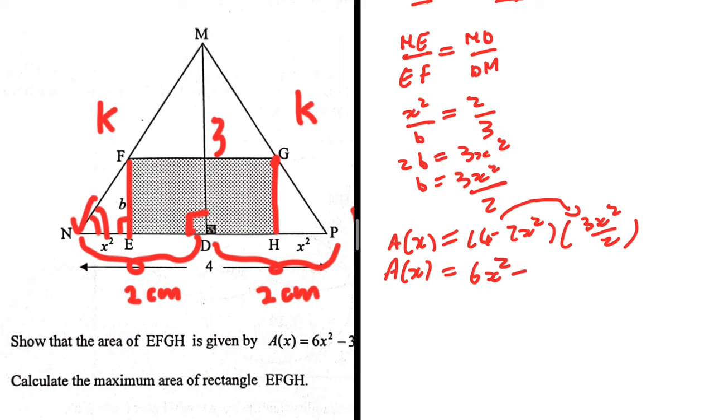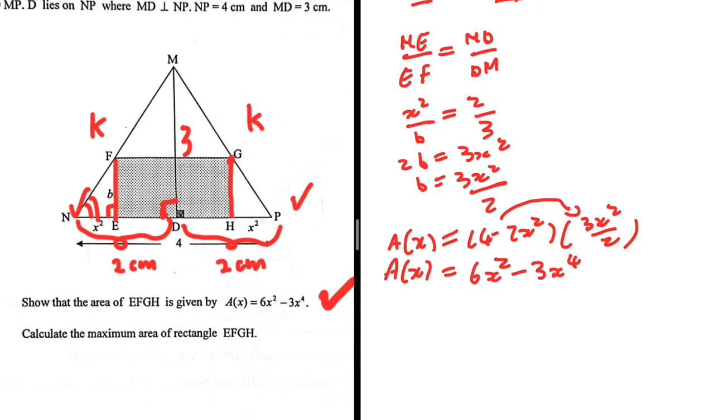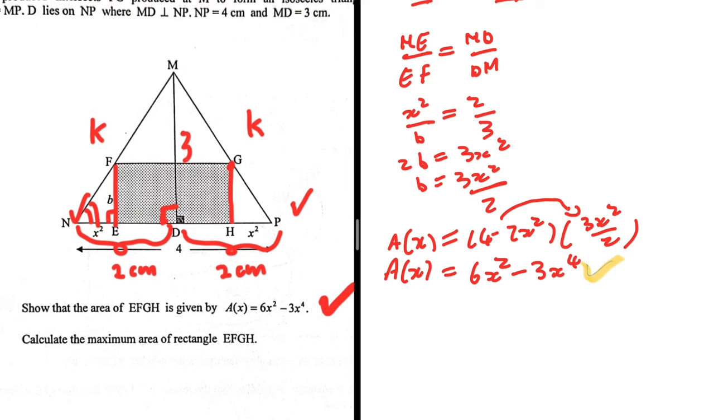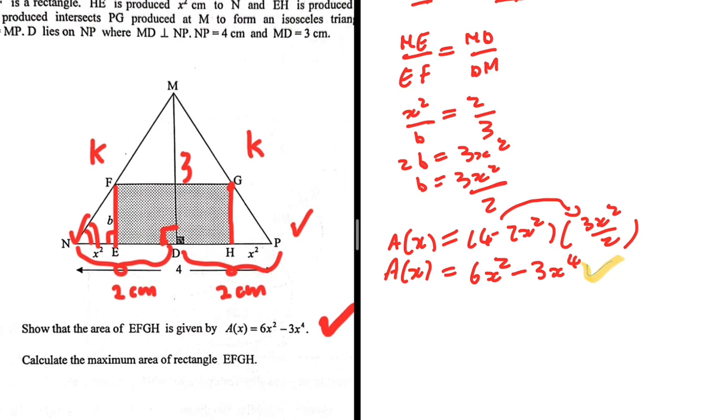2 and 2 will cancel out. So we're going to have minus 3x to the power 4, because x squared multiplied by x squared will be x to the power 4. So there we go. We have the area of our rectangle EFGH. We are using the fact that the two triangles are similar and proportionality therefore.